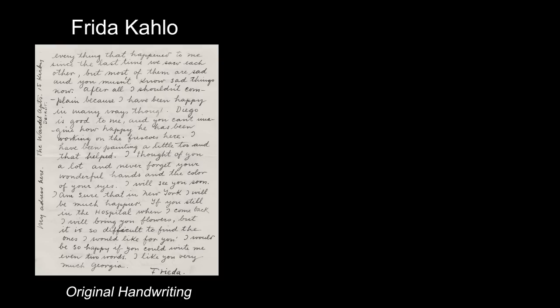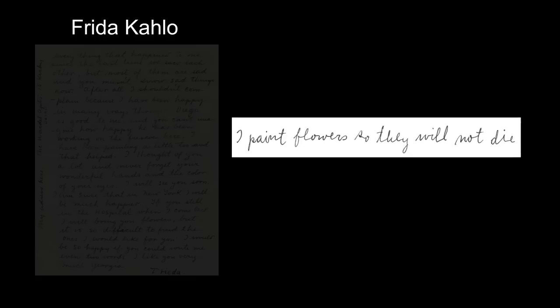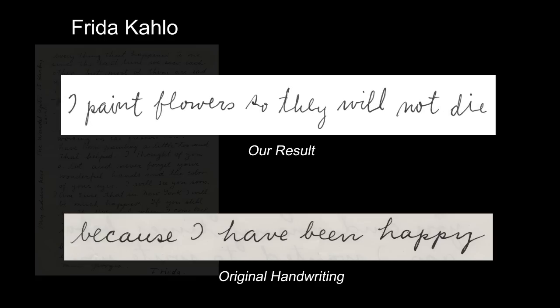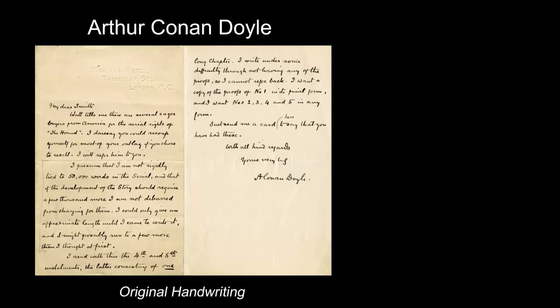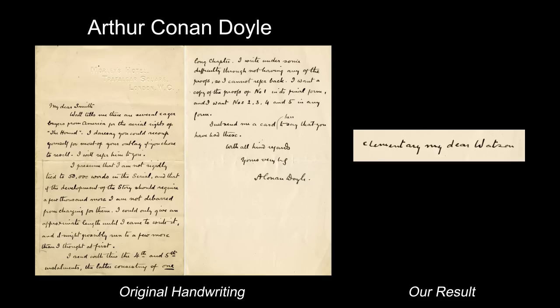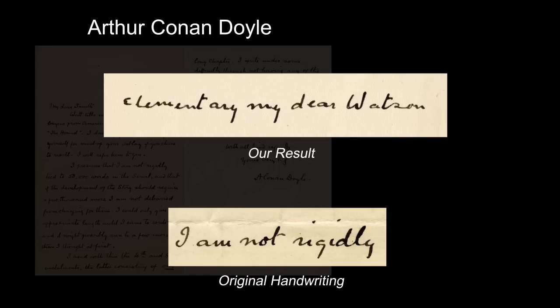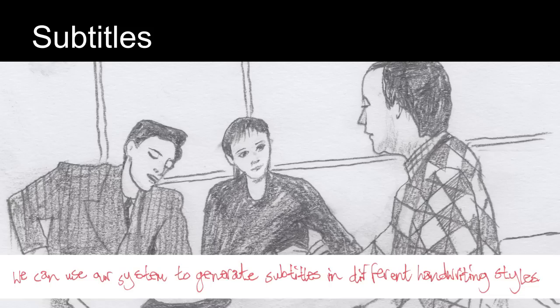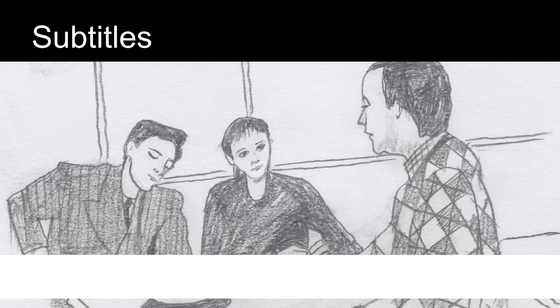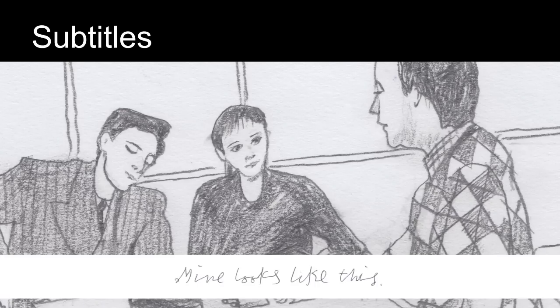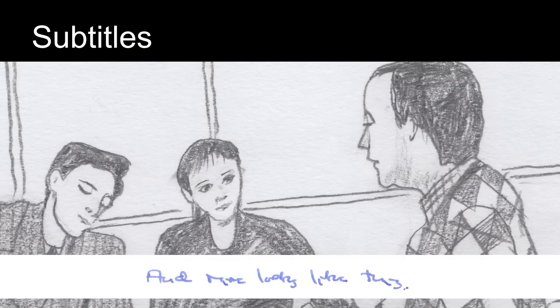Next, we show an example from the artist Frida Kahlo. Note that she has a very different style, with the unusual characteristic of sometimes drawing ligatures that lead into words. And finally, we render a sentence famously never written by the Sherlock Holmes author Arthur Conan Doyle. We can use our system to generate subtitles in different handwriting styles. Mine looks like this. And mine looks like this.